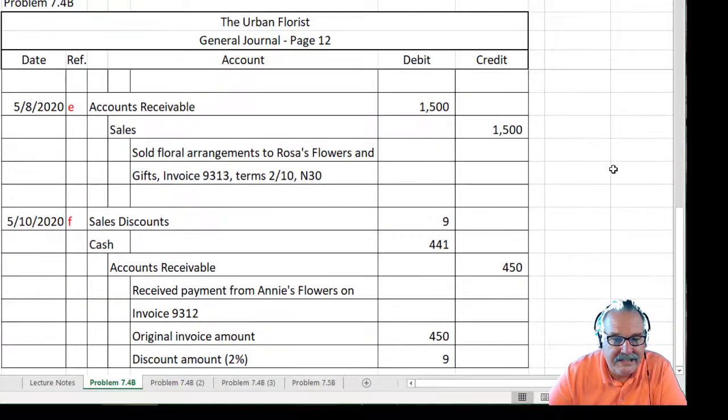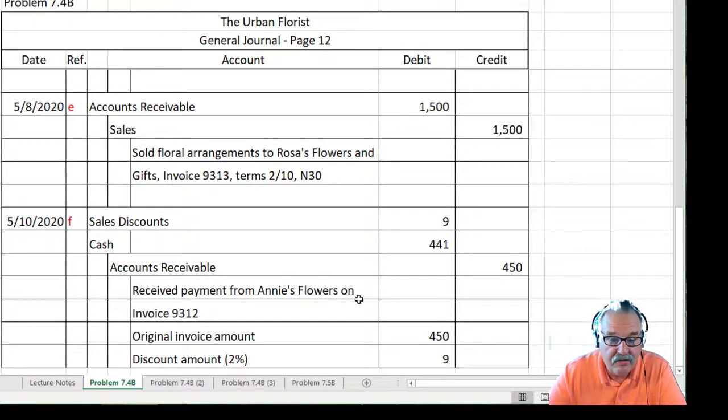On May the 10th, we received money from Annie's Flowers for the sale that we made back on, let's see, on the 1st of May for $450. But because we offered them a discount, the terms were 2/10, net 30, they are going to take that discount of $9, which is 2% of $450. So we debit sales discounts for $9, and debit cash $441. We got the cash. Cash is going up, and accounts receivable is going down. That's a credit, $450. Keep in mind that whenever a company takes a discount, we have to take the receivable out of accounts receivable at the gross amount. So the original amount was $450 back on May 1st, so we have to take $450 out of accounts receivable.